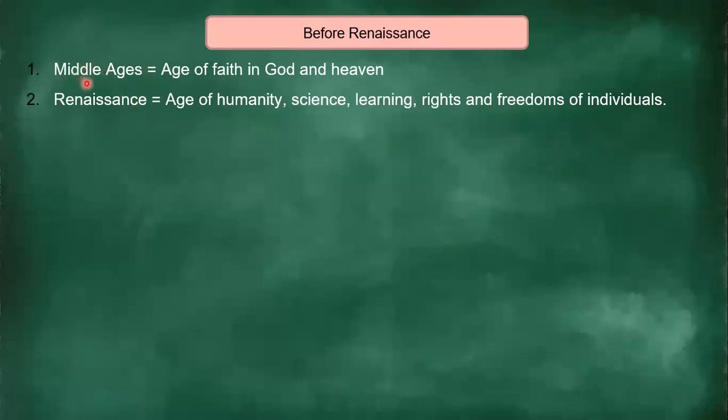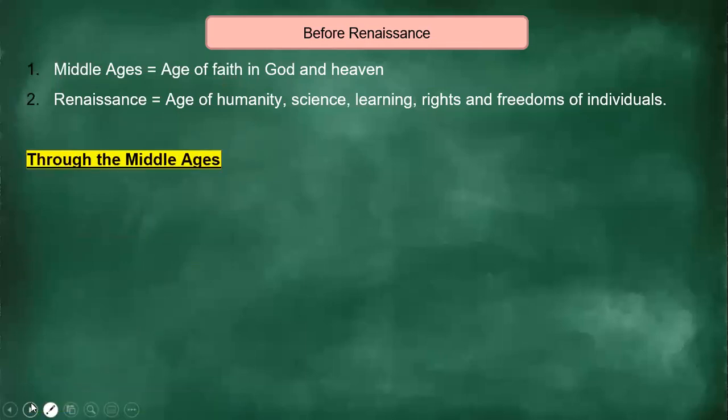So during this time of Middle Ages, people were only focusing where? On faith in God and heaven. So during the Renaissance, people wanted change, okay? So it involved humanity, science, learning, rights, and freedoms of individuals. This was the change. Through the Middle Ages, European had been ruled by the church.